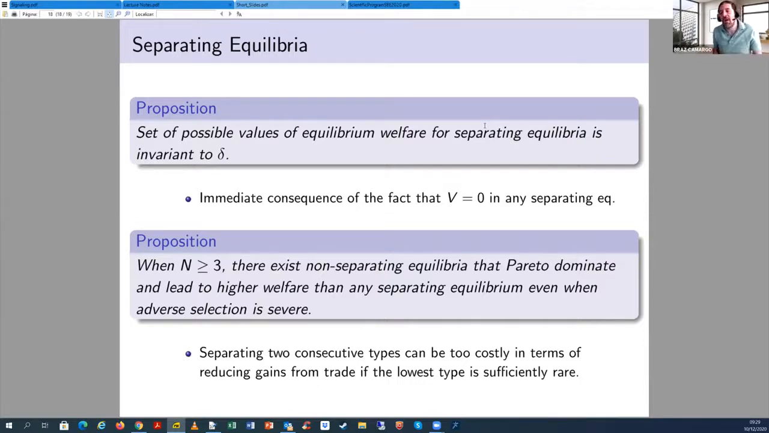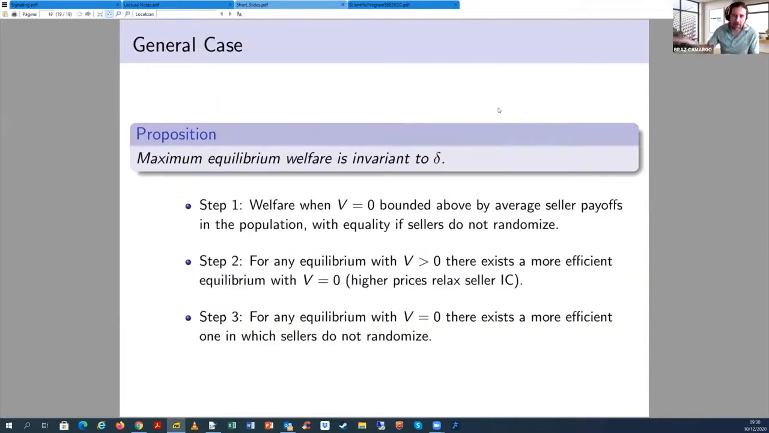Okay, so focusing on non-separating equilibria, you might be missing some equilibria that have, I don't know, much better efficiency properties. So the question is whether our result extends to non-separating equilibria. And here is our main proposition: maximum equilibrium welfare is invariant to delta. There are a number of steps in the result.